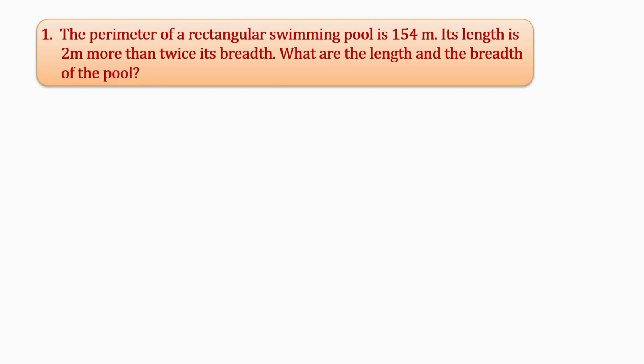Now let us take a look at the problem. Question number 1. The perimeter of a rectangular swimming pool is 154 meter. Its length is 2 meter more than twice its breadth. What are the length and the breadth of the pool?